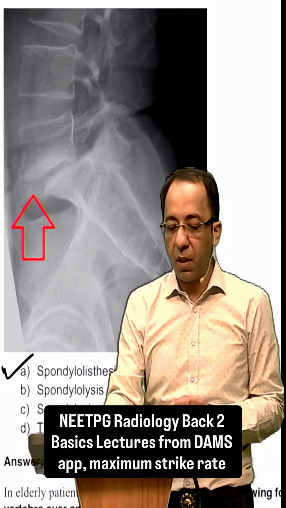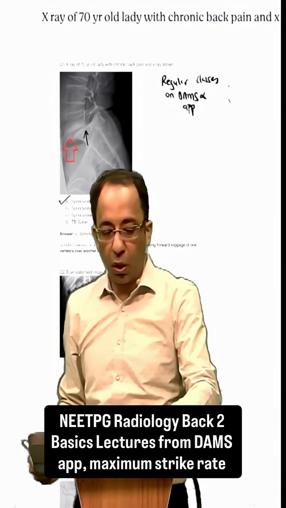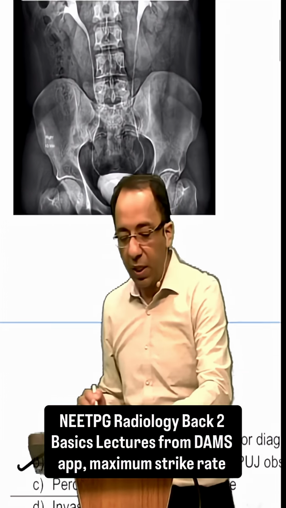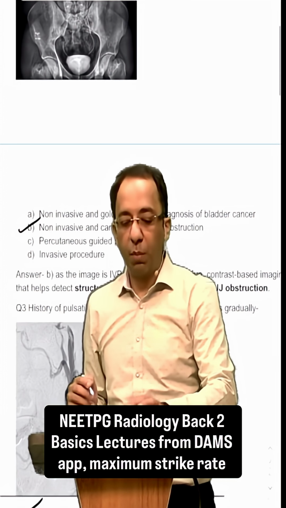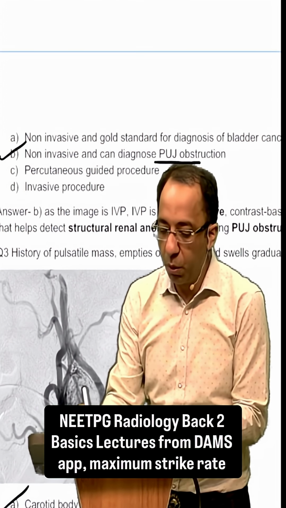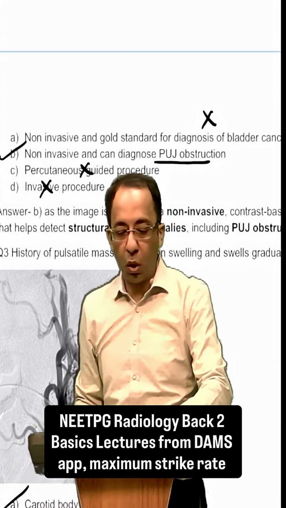Like there's an X-ray where you could see clear slipping of one vertebra over another, that was spondylolisthesis. There was an image showing you IVP, and they had asked where it can be used. So IVP is a non-invasive test, can be used for PUJ obstruction, cannot be used for bladder cancer, cannot be used for percutaneous procedures, or it is not invasive.